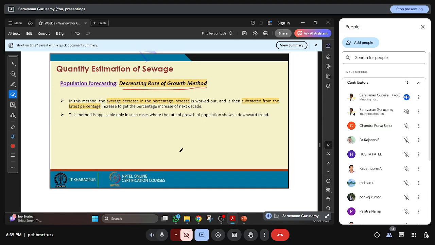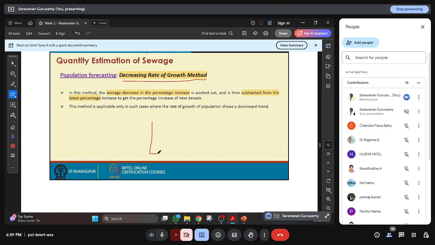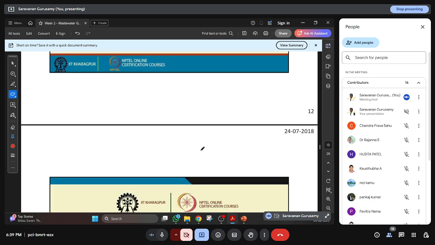Then the decreased rate of growth method. Whenever there is a city whose population growth is decreasing, I can use the decreased rate of growth method. I can subtract the growth rate. The growth is going to decrease, but the population is not going to decrease.